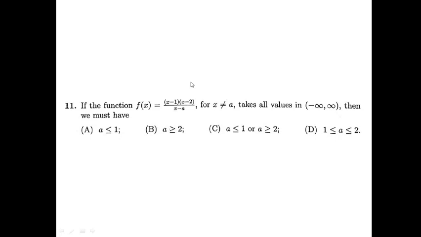So let's begin. See, the function f(x) = (x - 1)(x - 2)/(x - a), and x is not equal to a. This function takes all values in minus infinity to infinity. Then we must have the 4 below options, out of which only one is correct. So let's see.